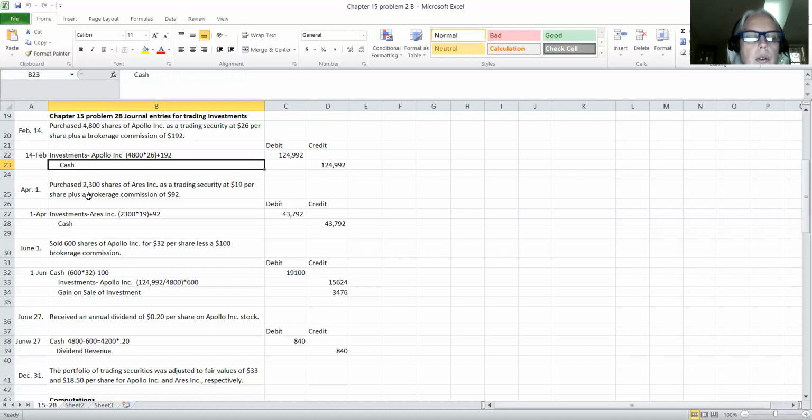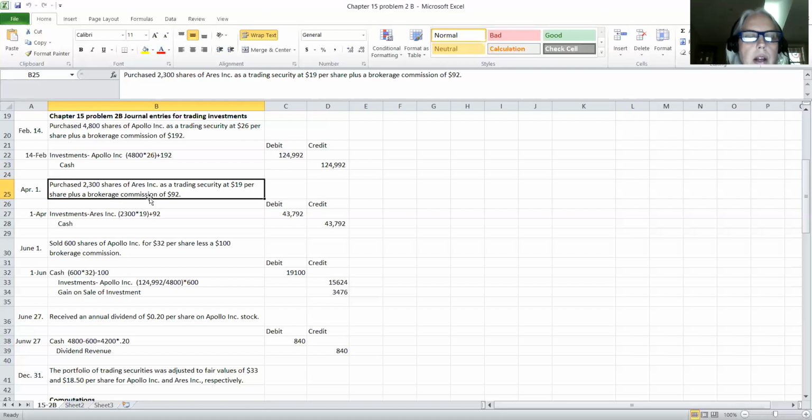On the second journal entry, we have purchased 2,300 shares of Air stock as a trading security, and we bought it at $19 a share, plus a brokerage commission of $92. This is very similar to the first transaction that we just talked about. These are still trading securities, so that means that we are planning, well, we don't know when we're going to sell them, but we could sell them at any time during the year.